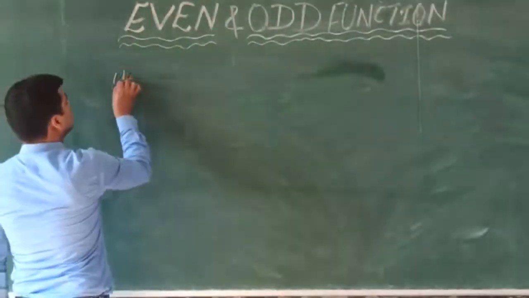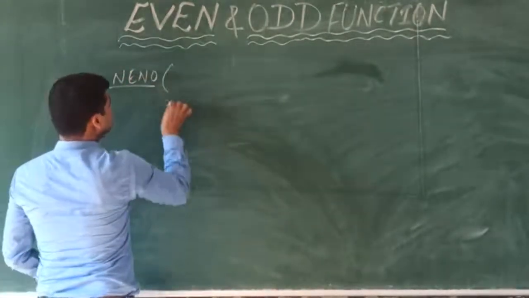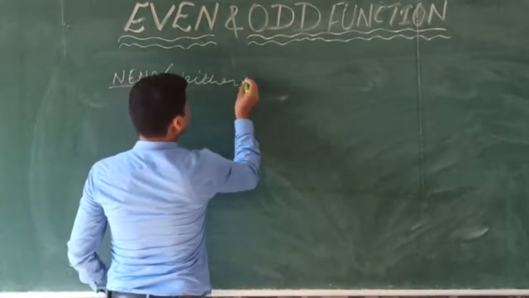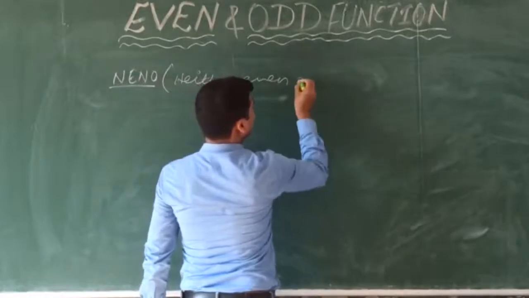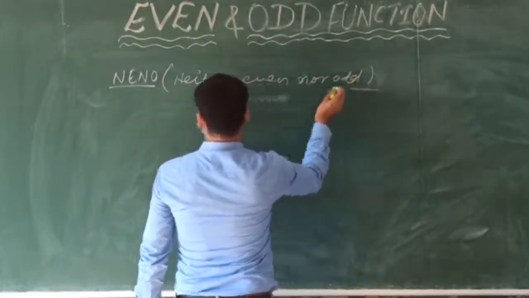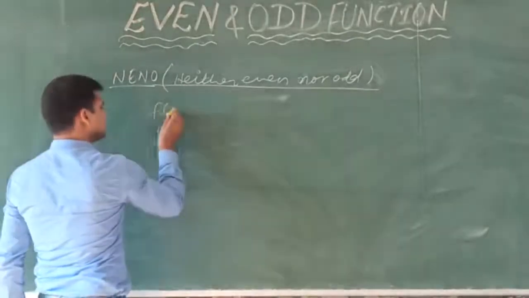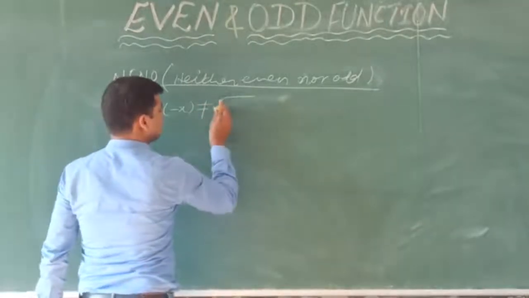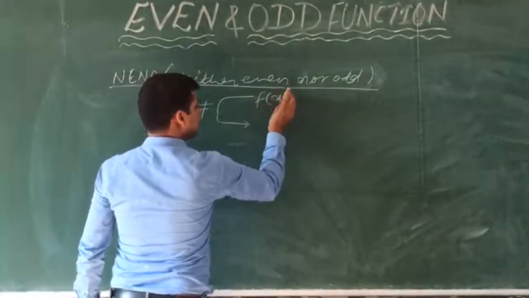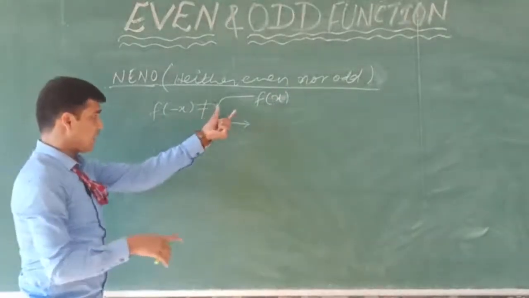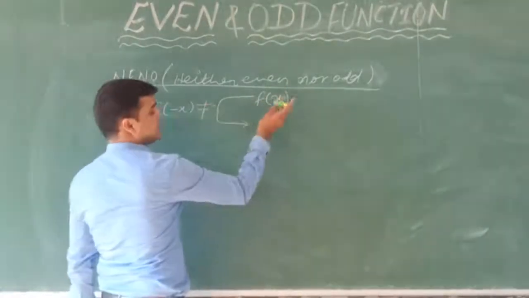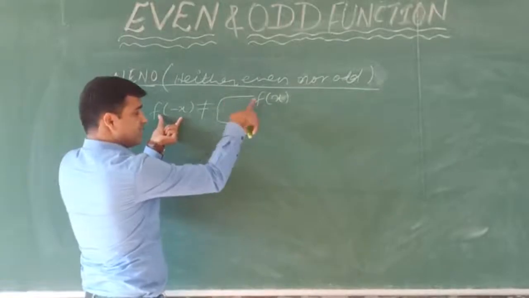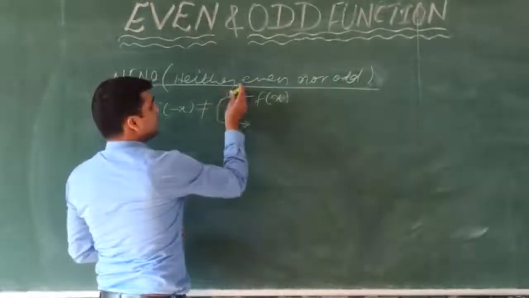Okay, so our next heading is NEO function. NEO means neither even nor odd. A function where f of minus x is not equal to either condition. Instead of x, when we put minus x, we are not getting f of x. We know that if instead of x we put minus x and get f of minus x equals f of x, then this is the condition of even, but this is not satisfying the even condition.